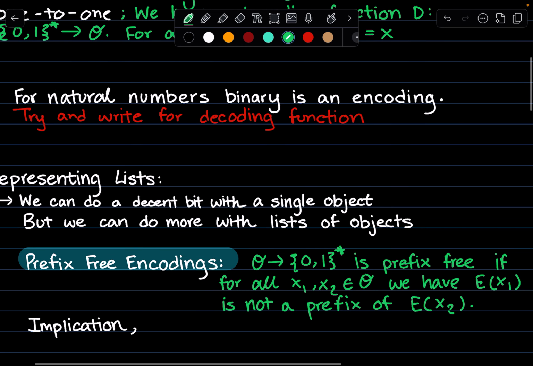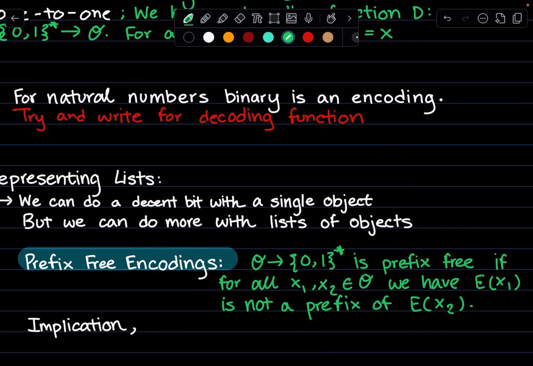Above we said that binary is a valid encoding. And now I'm going to ask whether binary is a prefix-free encoding. And hopefully you will be able to say that no, this is not prefix-free. Okay? And so that means if we have multiple natural numbers that we want to write as a list, our binary encoding, if we just string together all these 0s and 1s, won't be enough. We won't know when the numbers start or stop.